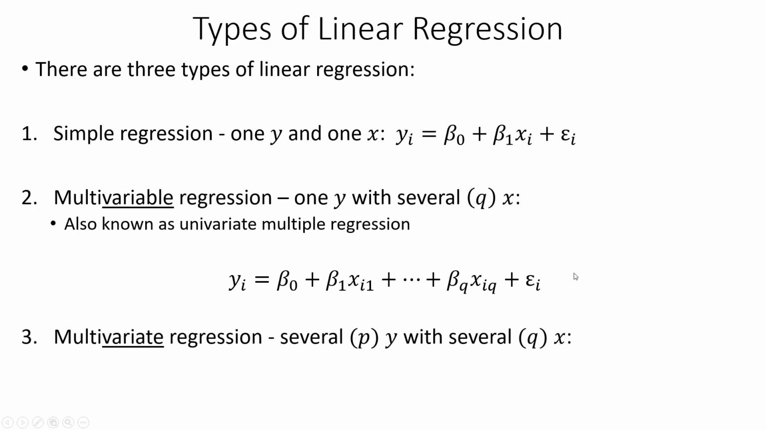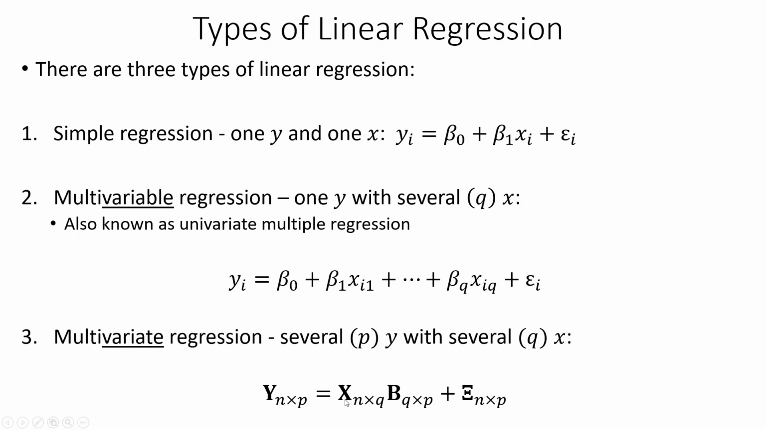And then last, a little bit more complicated than even multivariable is multivariate regression, where we have p different response variables and q different explanatory variables. So since we have multiple response and multiple explanatory, we have to write it in matrix form. So y is going to be the data matrix that we've been seeing, where each row corresponds to a person and each column corresponds to a variable.